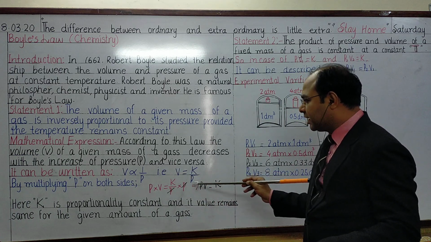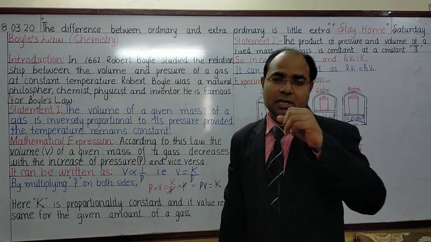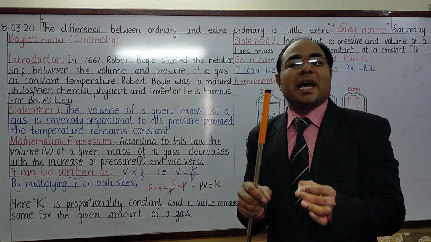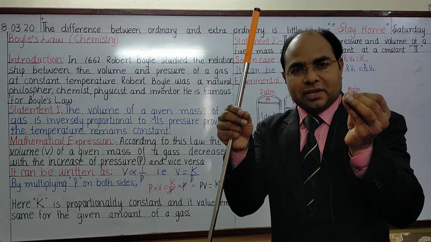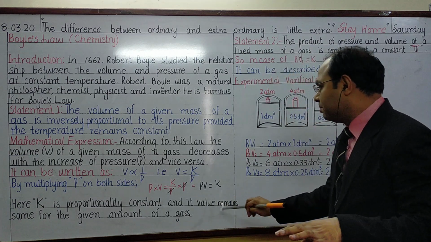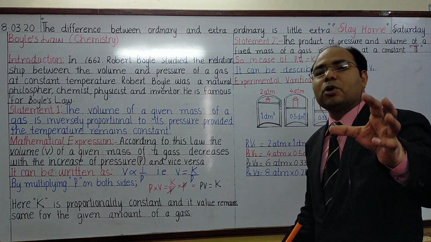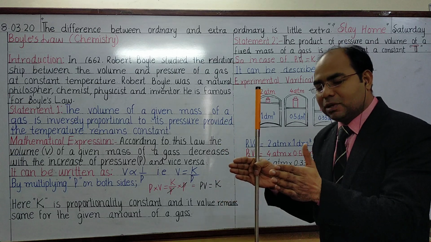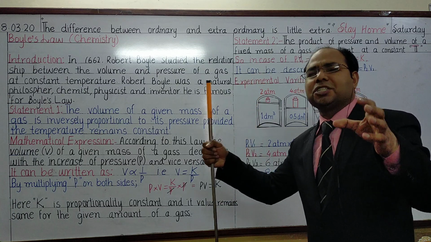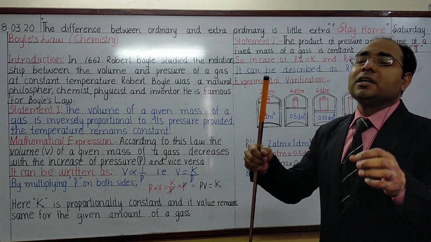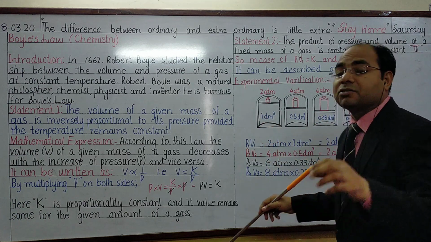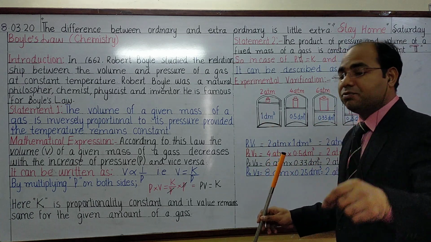And what are the things that we kept constant? For a given mass of gas, we kept the temperature constant. If mass is fixed and the temperature remains constant, then the product of volume and pressure, that means if you multiply volume by pressure, whatever changes occur in volume or pressure, the product will remain the same. It is not going to change. That is the focal point.